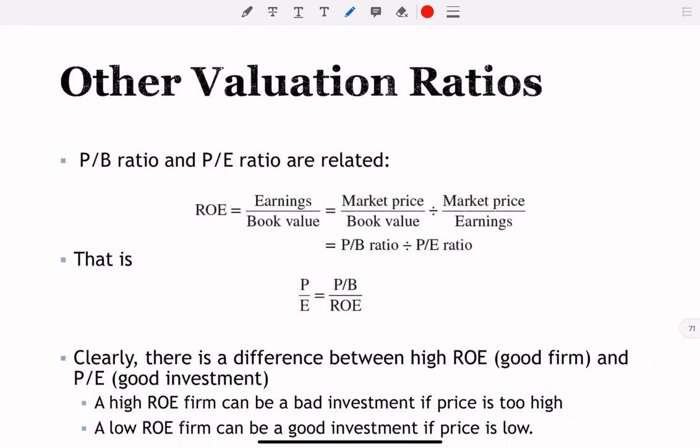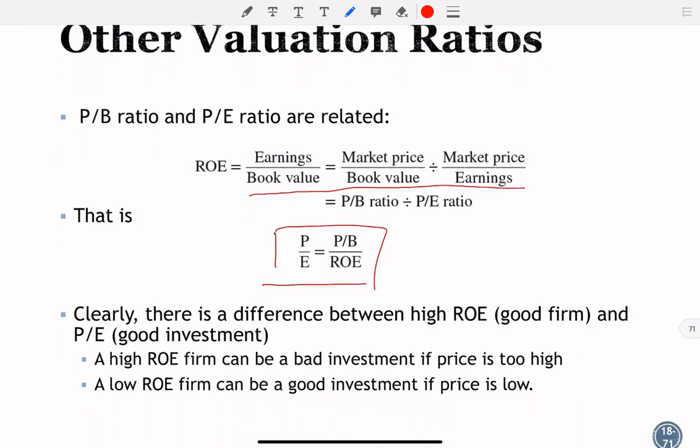If you do some manipulation, you can see that the PB ratio and PE ratio are actually related. You could look through these steps. So I will not go through these steps. They're quite simple. In the end, you could find out this result, right? PE ratio equals PB ratio divided by return on equity. So this gives you the connection between PE ratio and PB ratio.